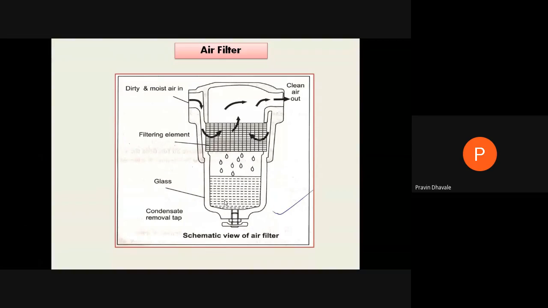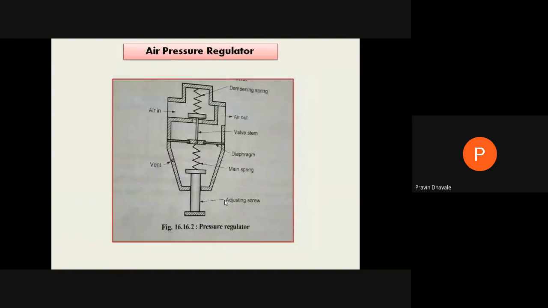ह्याच्यामध्ये काय कोणाला शंका? No, sir. नाही ना? नाही.